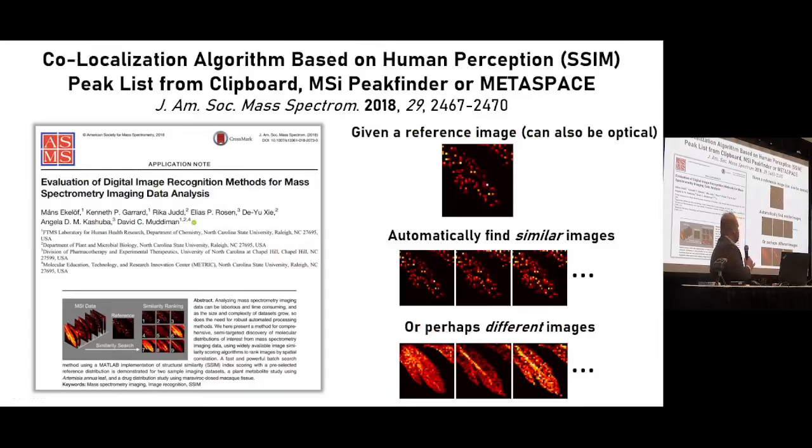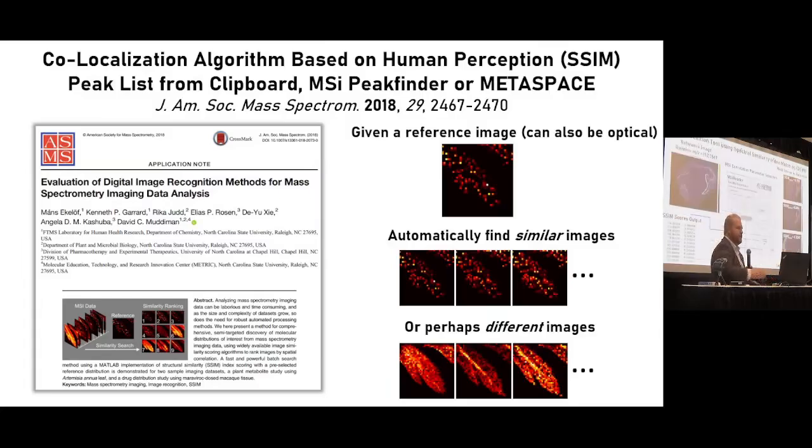Another advantage that we can use with the MSiReader platform is this co-localization algorithm, or the SSIM tool as we call it, where you provide a reference image that can also be an optical image or an ion image as shown here, and then looking through a list of compounds or peaks, you can automatically find similar images or even perhaps detect images that are much different than your reference image.